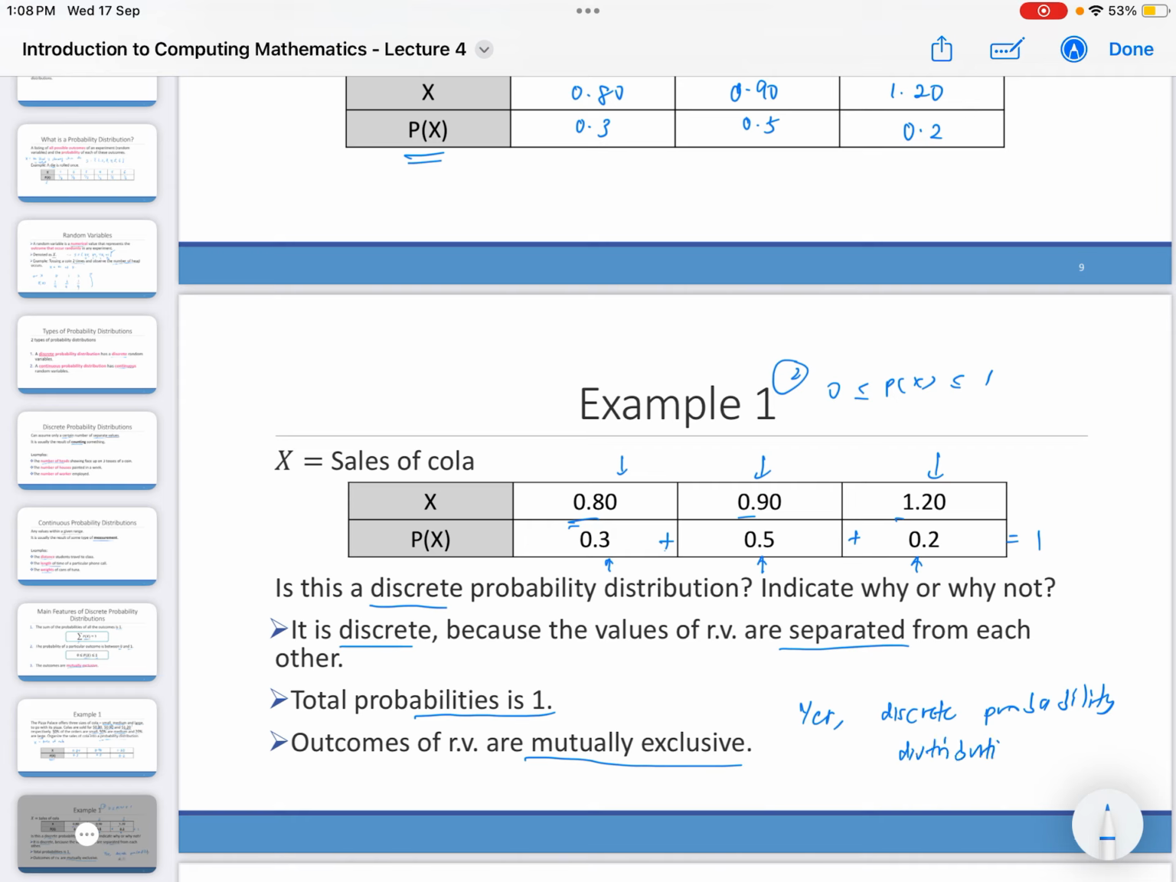So basically, if the question asks whether it is a discrete probability distribution, first we have to check for discrete. And then next, you have to check that all three features of a probability distribution are satisfied. So the sum is equal to 1, the probability for each is between 0 and 1, and they are mutually exclusive events.